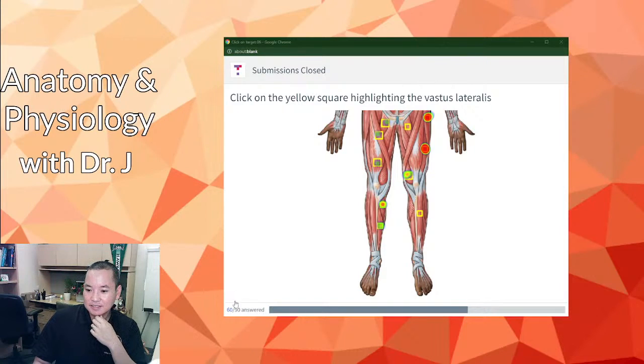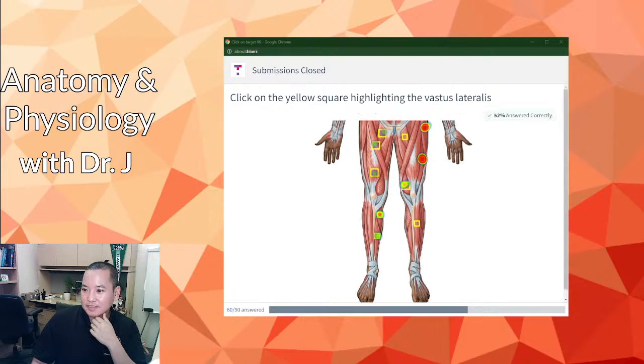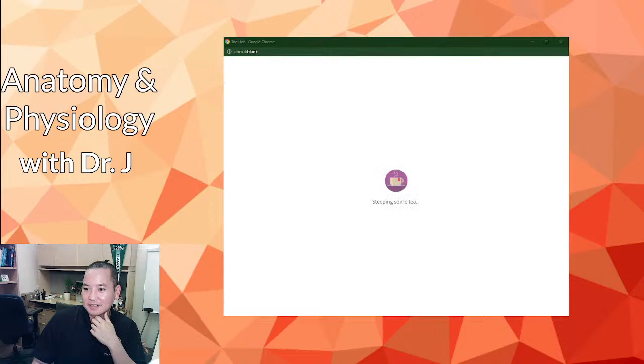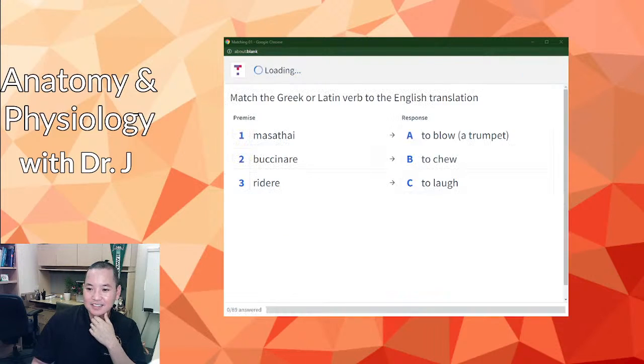Okay, let's see. What questions do I have for the next question? Oh, yeah, more matching questions. So can you match the Greek or Latin verbs to the English translation?